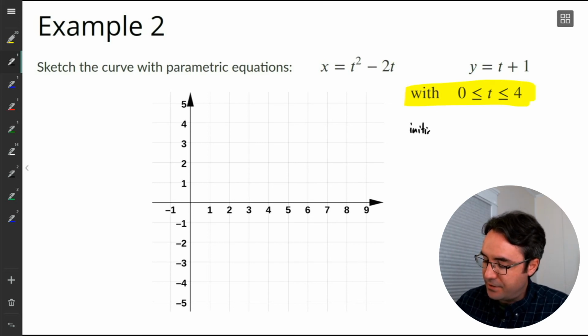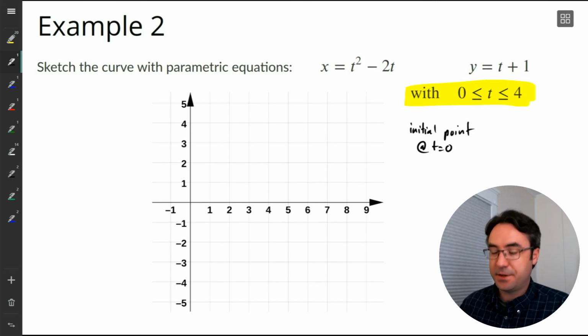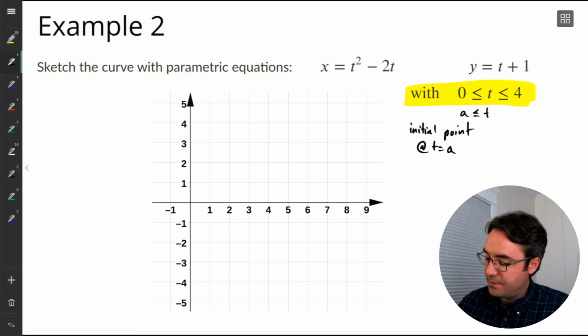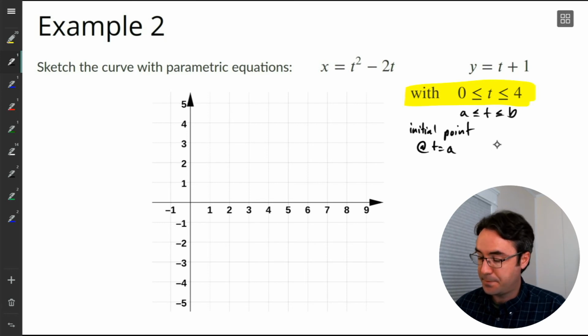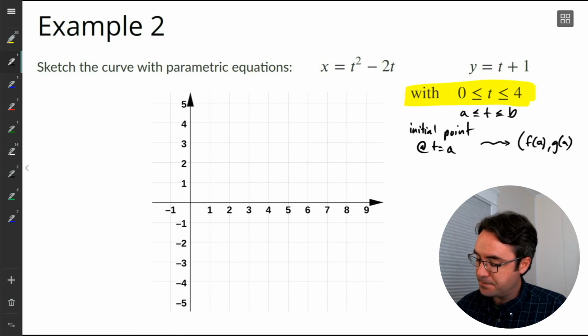So we'll have an initial point, which is at t equal to 0. For this specific, and let's maybe generalize it. So when we have an interval for t that's between some numbers a and b, the initial point is given by the lower number. And when we plug that in, it would have coordinates f of a comma g of a.